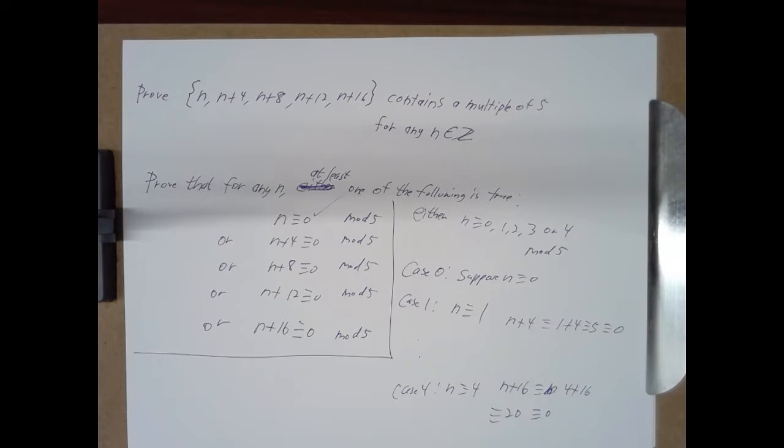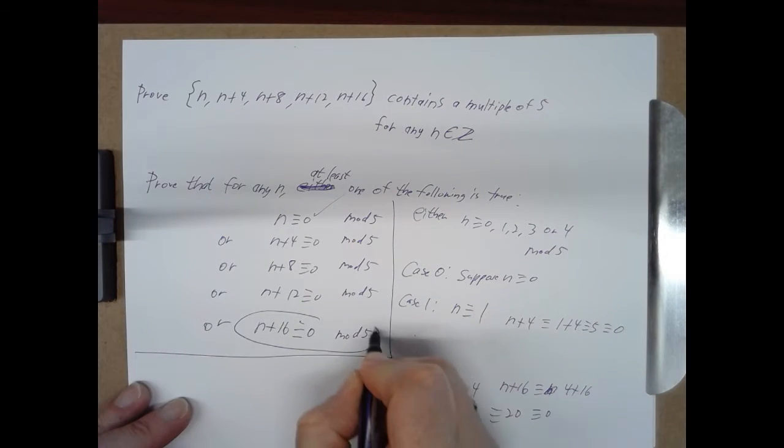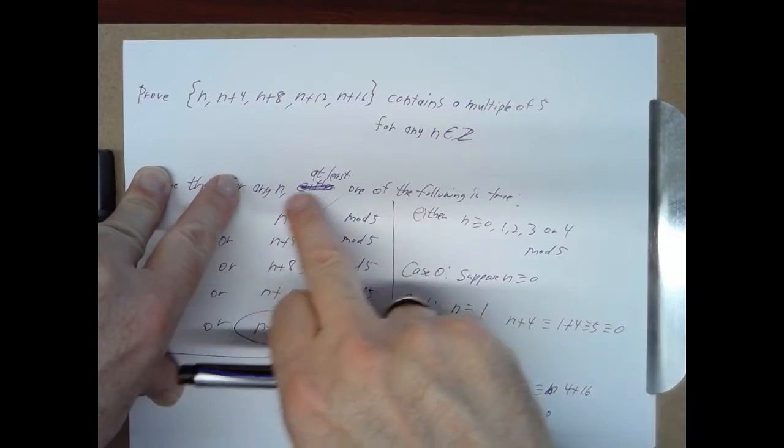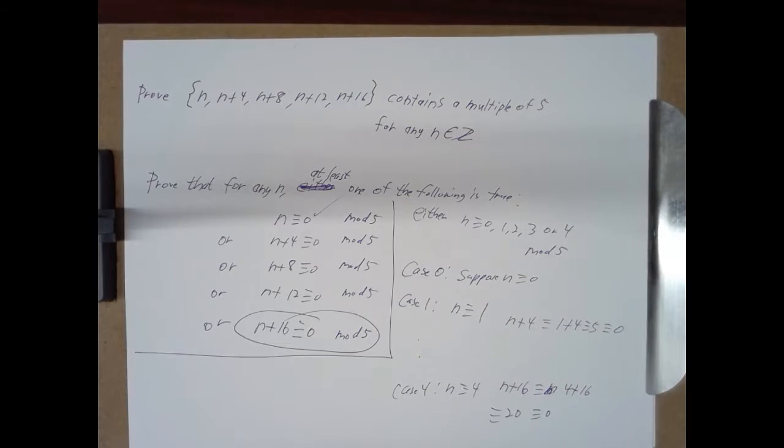And when you write the three-bar equal sign, is that logical equivalence? No, that's congruence here. If we follow that with mod 5, we're talking about congruence. Logical equivalence needs a proposition on each side, and these are not propositions. Although this whole statement, at least one of the following is true for any n, is a proposition. It's the same symbol, unfortunately, as logical equivalence, but here we're talking about congruence. So left and right side have the same remainder when you divide by 5.